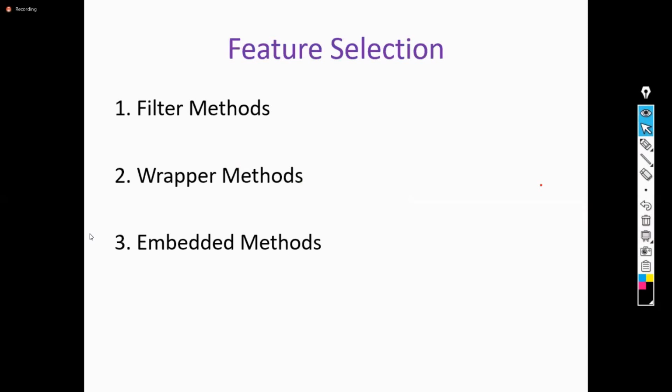One is called the filter method. The second one is called the wrapper method. The third one is called the embedded method. First one is the filter method, wrapper method, and embedded method. These are the three different methods which we have.